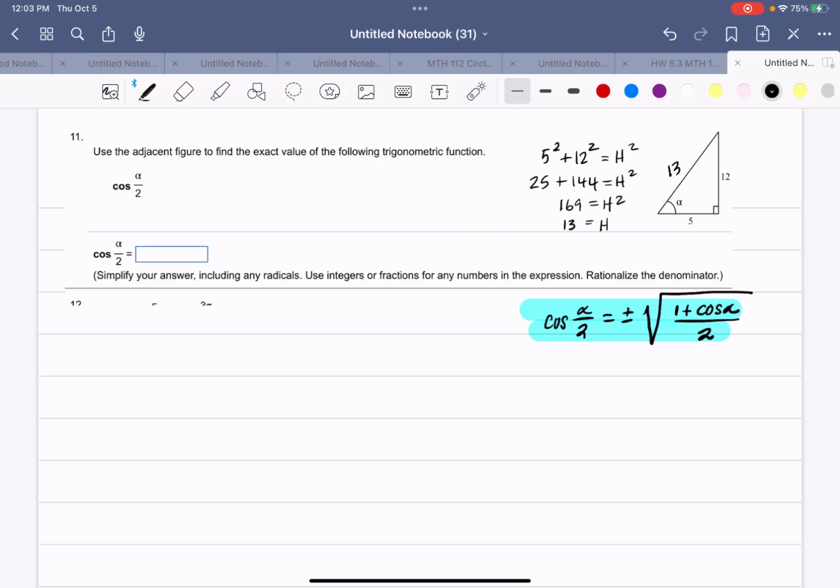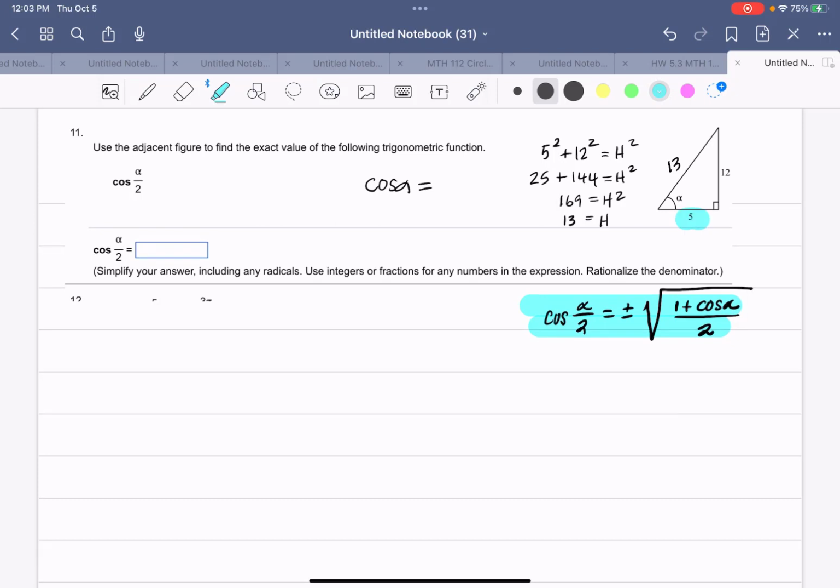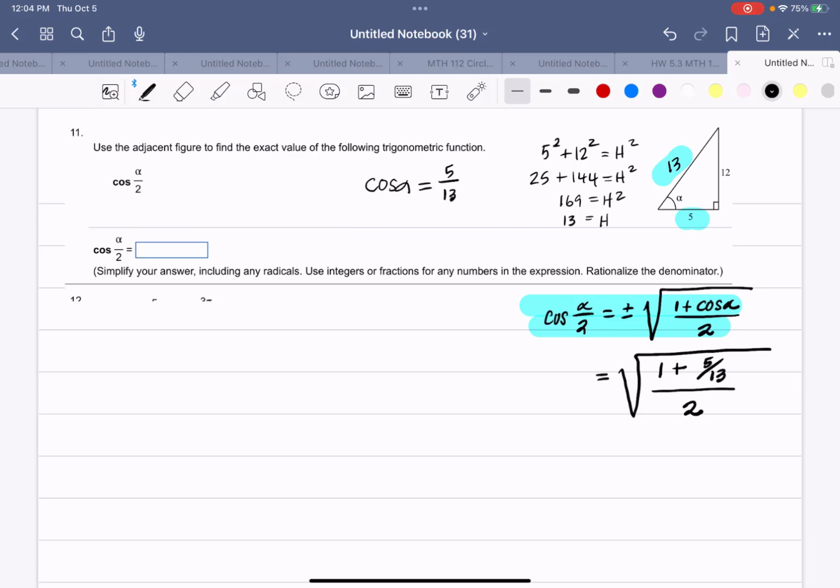So the cosine of alpha is adjacent 5 over hypotenuse. So it's 5 over 13. So in my formula, again, I'm going to assume positive because we have no information otherwise. 1 plus 5/13, because that's our cosine of alpha, over 2.